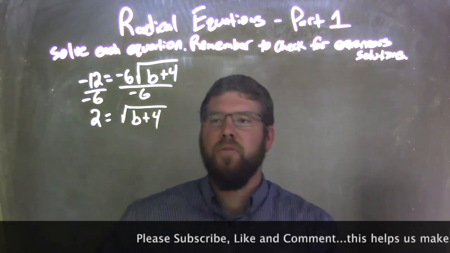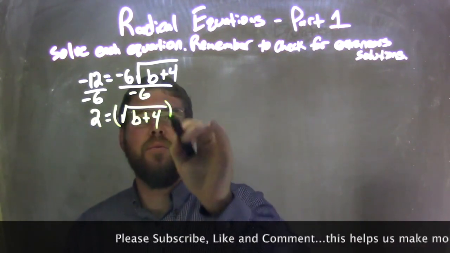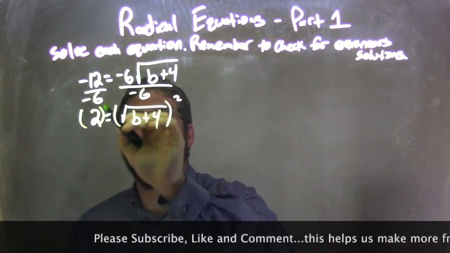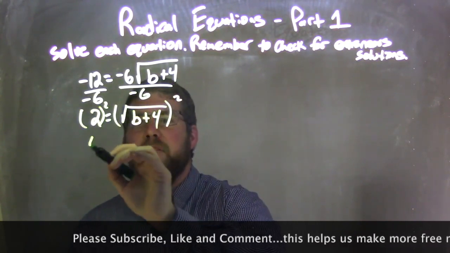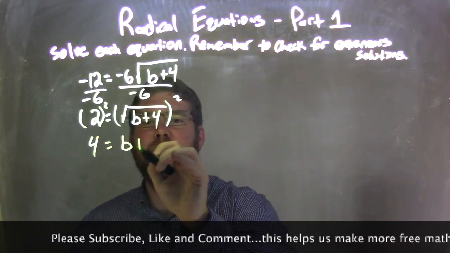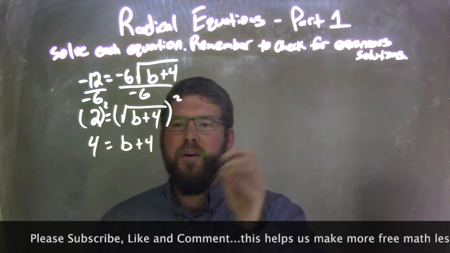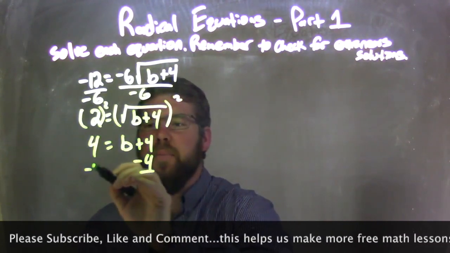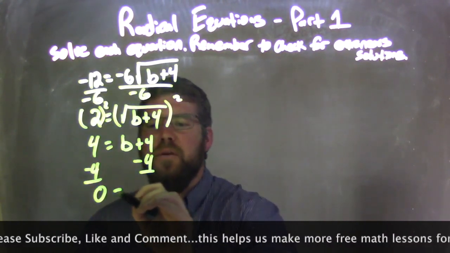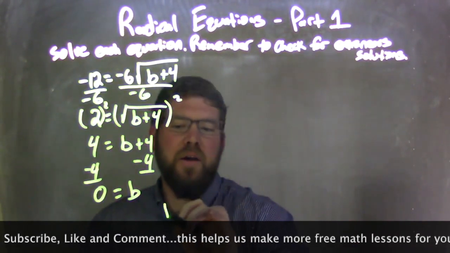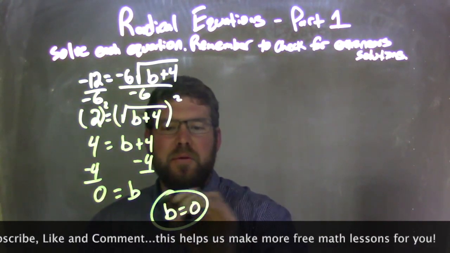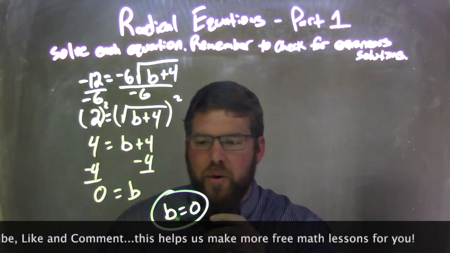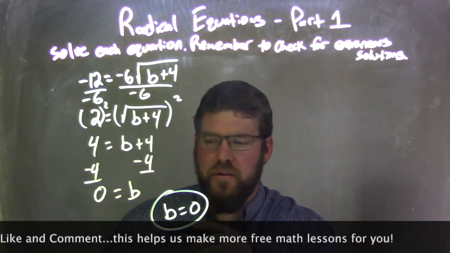To eliminate that square root, I need to square both sides of the equation. 2 squared comes out to be 4, and I'm left with b plus 4 on the right. Subtract 4 from both sides to get b by itself. 4 minus 4 is 0. And so my final answer here is b equals 0. I'm going to rewrite it with the letter b first. So it's b equals 0.